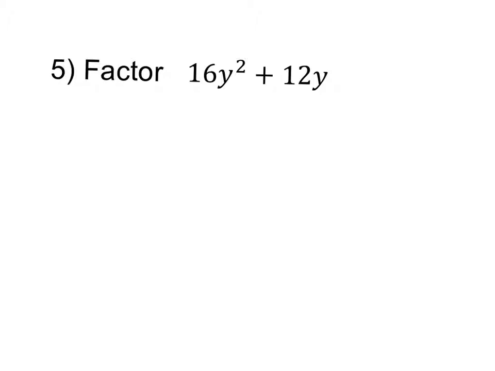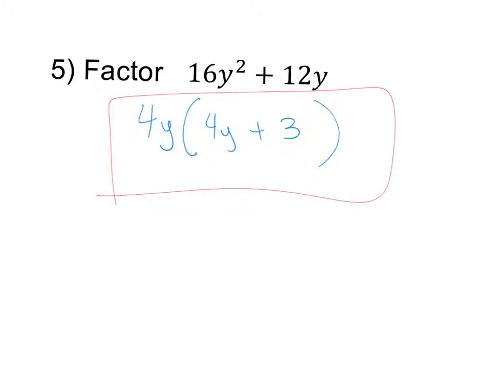Is it in standard form? Yes. Is there a GCF? Yes. What is the GCF? 4y. When I factor out the GCF, what is left inside? 4y plus 3. I check to see that I'm done by going back and asking myself, is there another GCF in the parentheses? No. So that is my completed factored form.